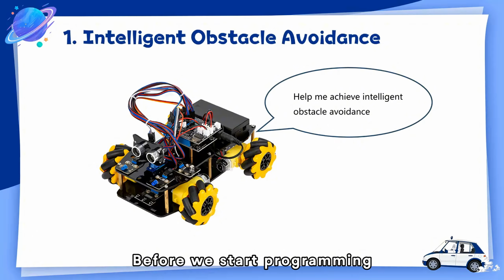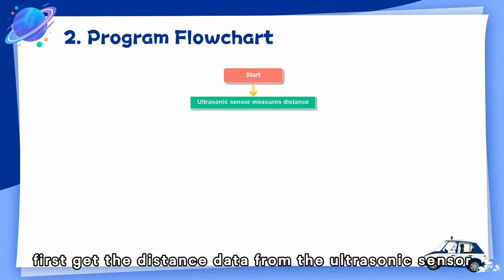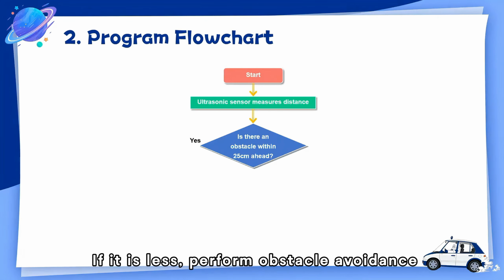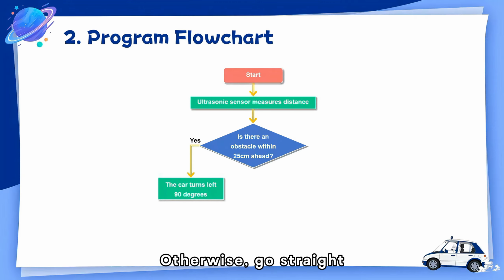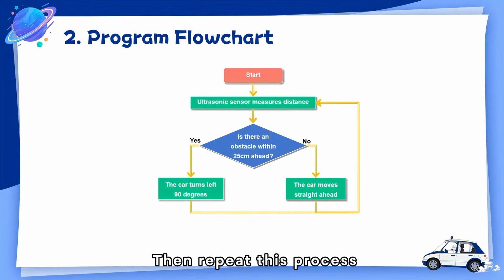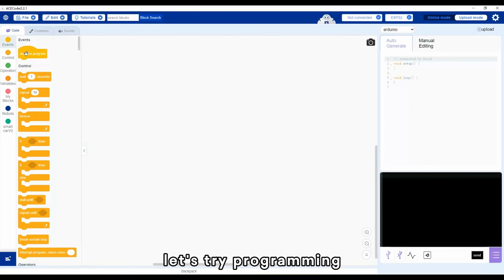Before we start programming, let's clarify the logic. The program logic is as follows. After starting, first get the distance data from the ultrasonic sensor, then check whether it is less than 25 centimeters. If it is less, perform obstacle avoidance. Otherwise, go straight. Then repeat this process. Now that we understand the program logic, let's try programming.